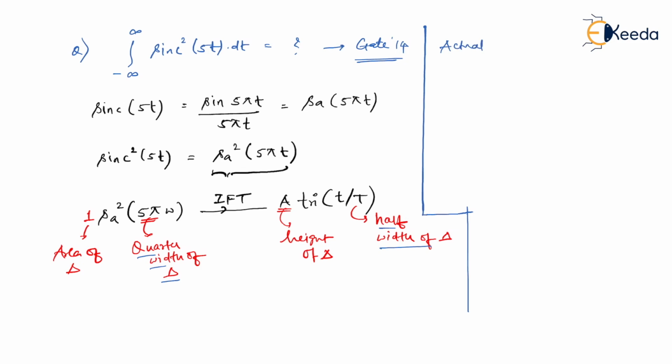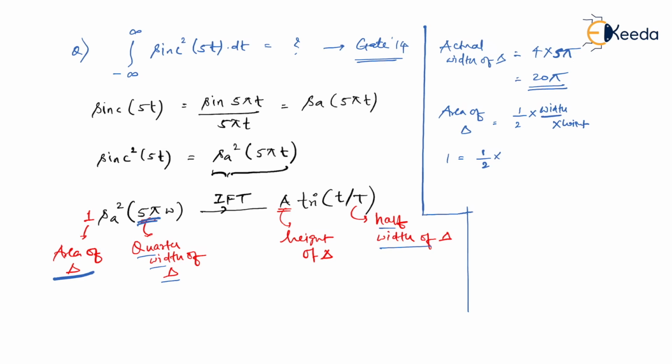So the actual width of the triangle is 4 times 5 pi, which is nothing but 20 pi. Am I right? Also, the area of the triangle is 1. We know that the area of a triangle is half into base into height. So base is nothing but width multiplied by height. So tell me, the area of the triangle is 1, half into what is the width of the triangle? The width of the triangle is 20 pi multiplied by the height of the triangle, which is not known to me. In fact, it is considered to be A. So I will write it over here as A.